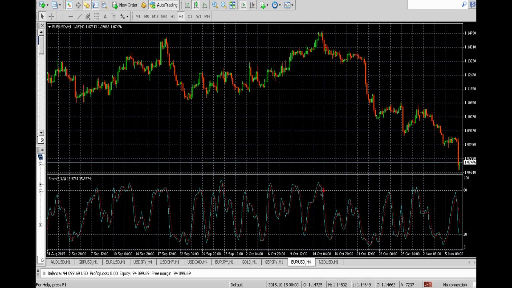And as you can see, over several sessions later, it did come back down. So this turned out to be a pretty good trade. Now on the other hand, let's take a look at the oversold condition or a potential long buy signal.